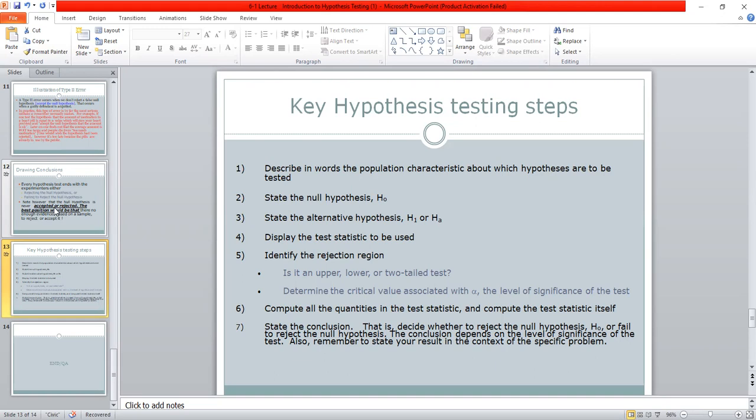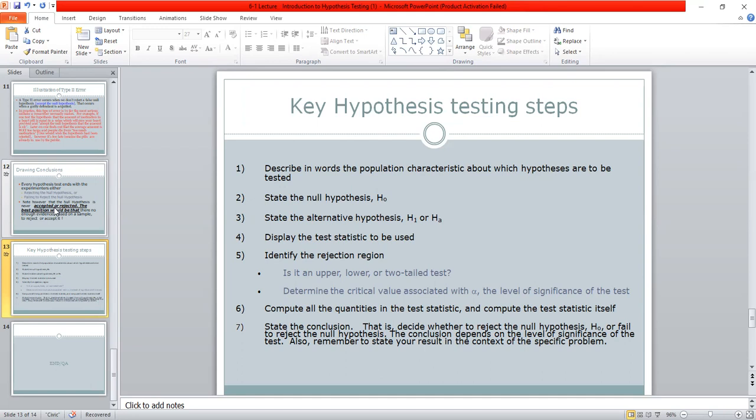So you set your level of significance, alpha. Then you determine what is called the rejection region, the region where you are going to reject the null, called the cutoff region, depending on the type of test. Then lastly, you state your conclusion.